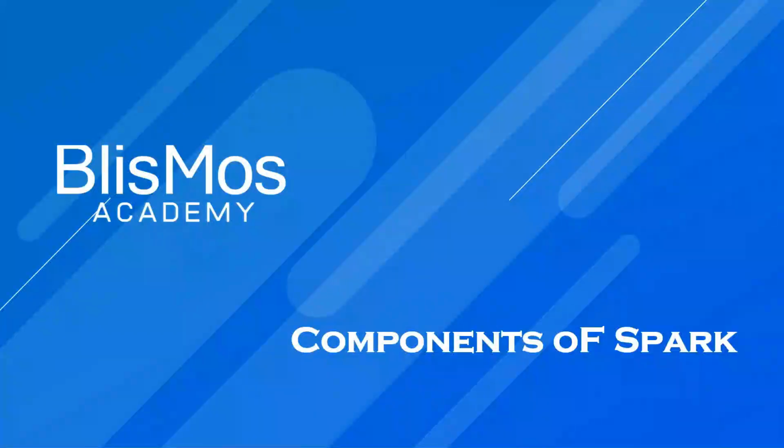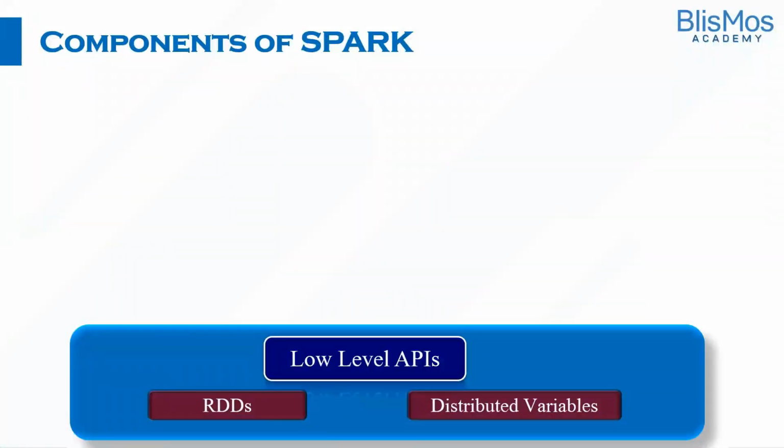So now that we understood what is Spark, let us try to understand what are the different important components of Spark. As a part of this lecture, we'll try to understand them at a high level. Then in the subsequent lectures, we'll drill down deep into each of the components. Let us get started. If you look at a lower level, we have low-level APIs.